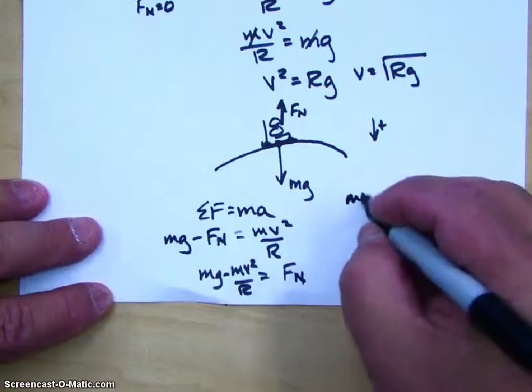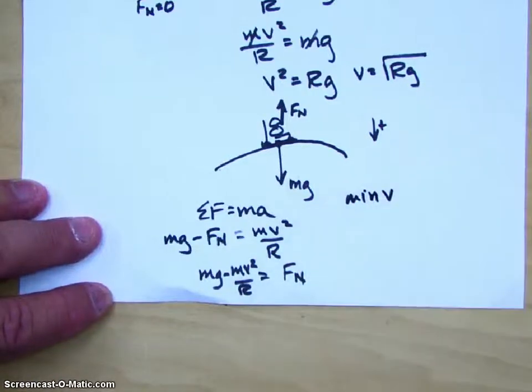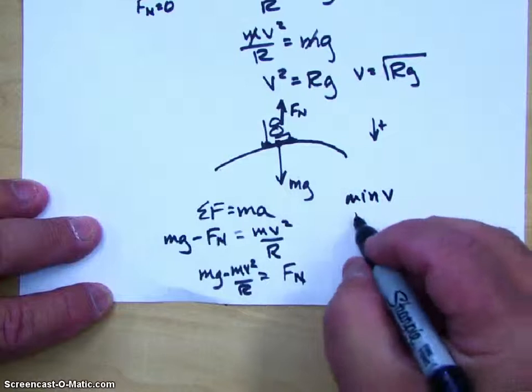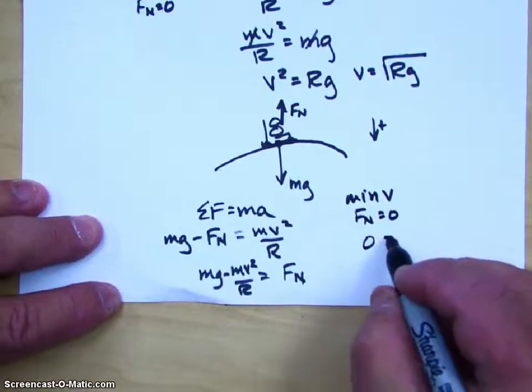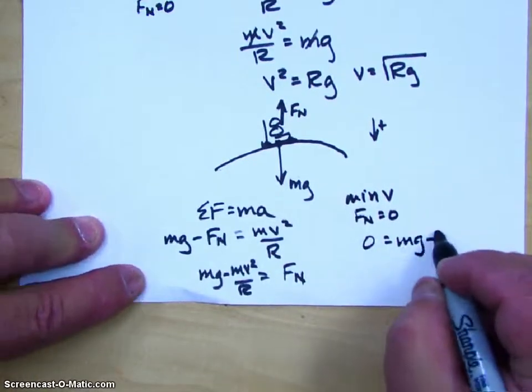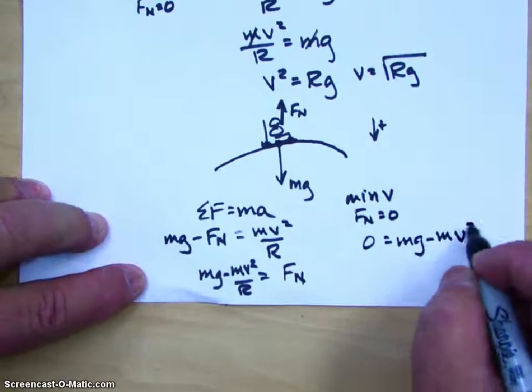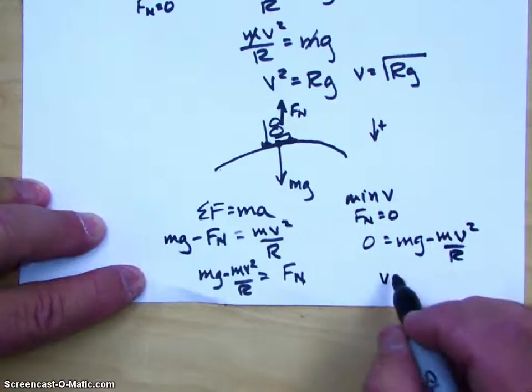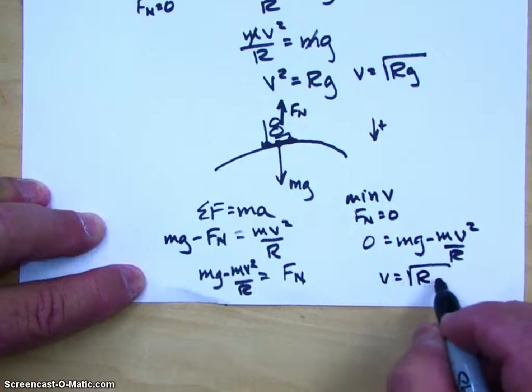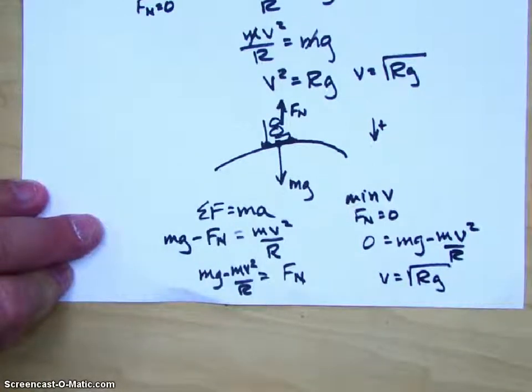Now, if I go to the minimum v, something kind of neat happens here. The minimum v again is when Fn is equal to 0. And now all of a sudden I get 0 is equal to mg minus mv squared over r. Well, that reduces down to the same thing we had before. v is equal to the square root of rg. So that's kind of neat. You can put numbers in it if you want to make it happen.